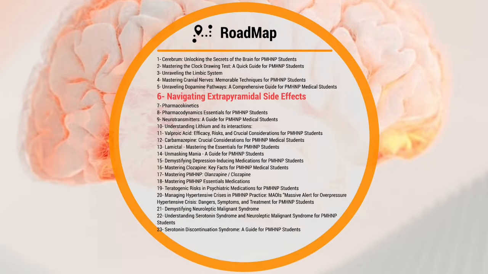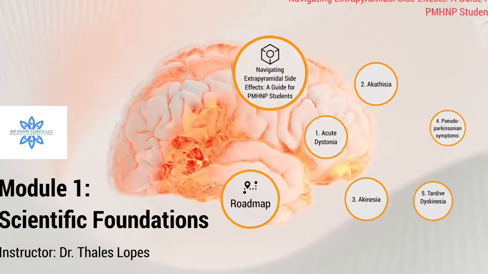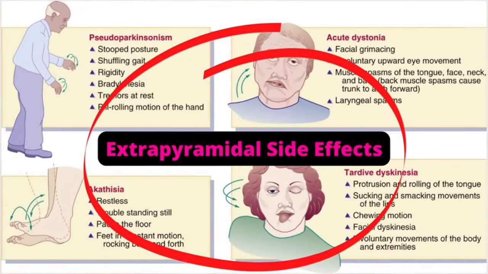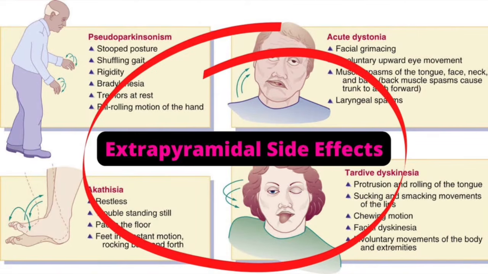This is our roadmap, navigating extrapyramidal side effects. Now, what are the EPSs, right? There are Parkinsonism, acute dystonia, TD or tardive dyskinesia, and akathisia, right? There are more, but these are the most important ones.